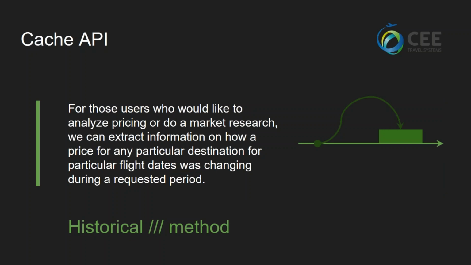Now, I don't know about anything else that will provide you with the possibility to search in the past. And we have another method here called historical. So this historical method allows you to look at what the price was when someone was searching, for example, in August. What was the price to fly from London to Barcelona on those particular days when someone was searching, let's say, in July. And you can use this information to do your own marketing analysis.